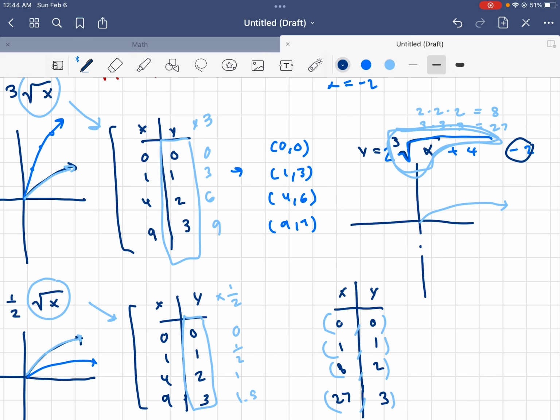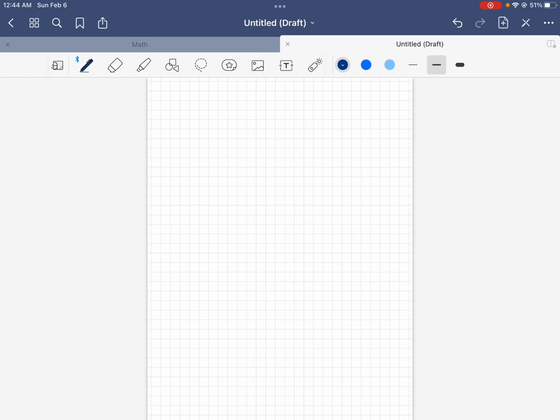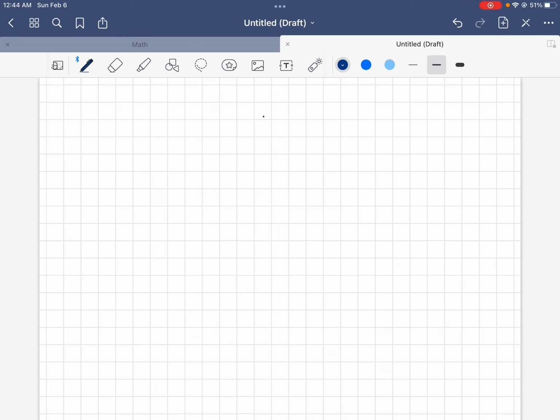Okay, let's do one more. For this one, let's include all the stuff that we just reviewed. And let's do y equals cube root of x minus 3, minus 5.